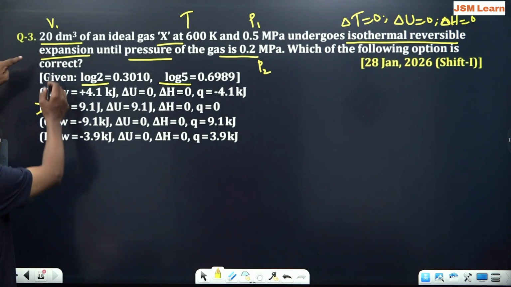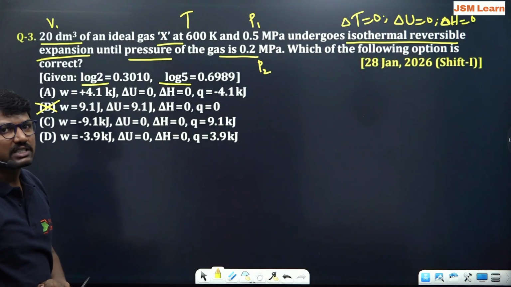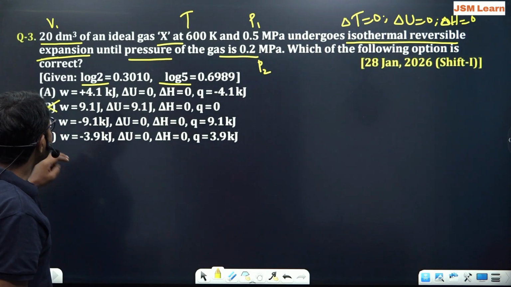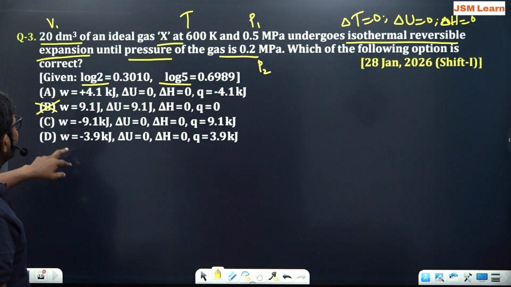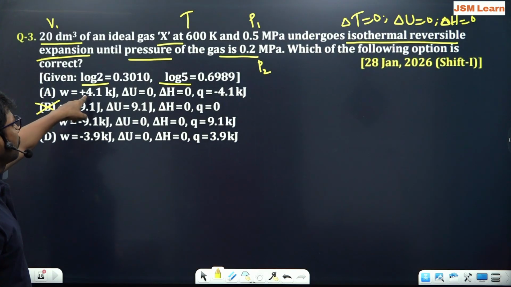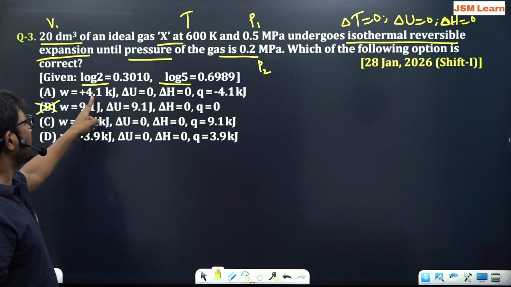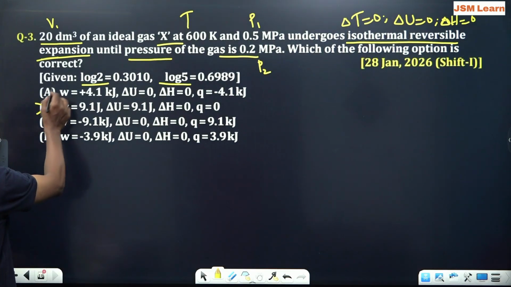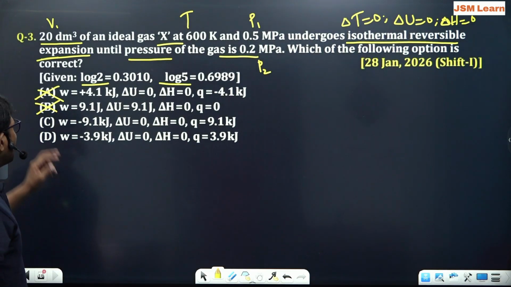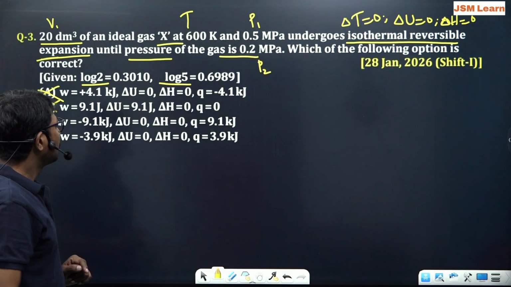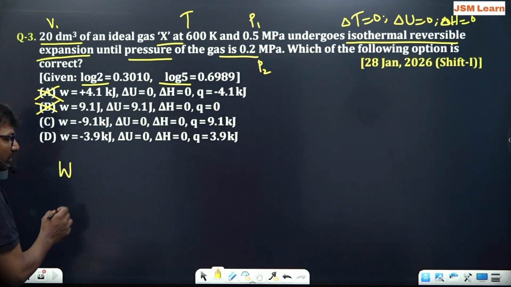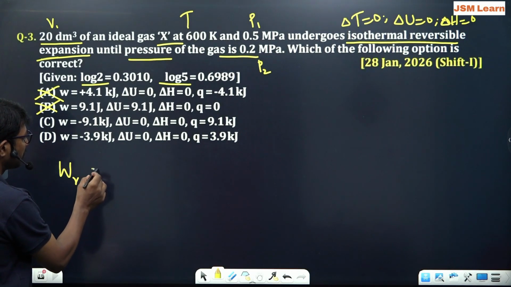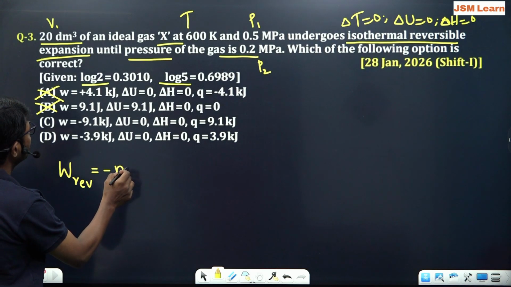Now, isothermal reversible expansion. As we know, in case of expansion, work done is always negative. So here in the first option, they have given plus 4.1 work done. That means this is for compression work. Option A also we can eliminate like this. Now let us see. Work done in a reversible isothermal process is equal to minus nRT.